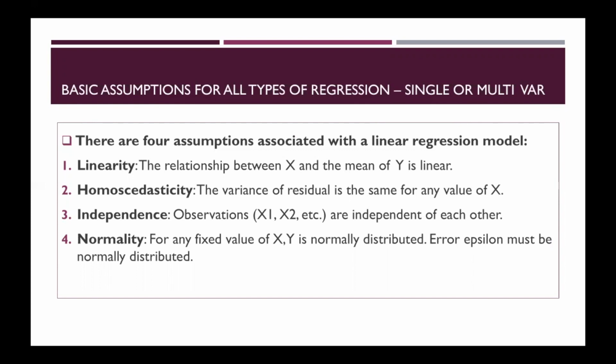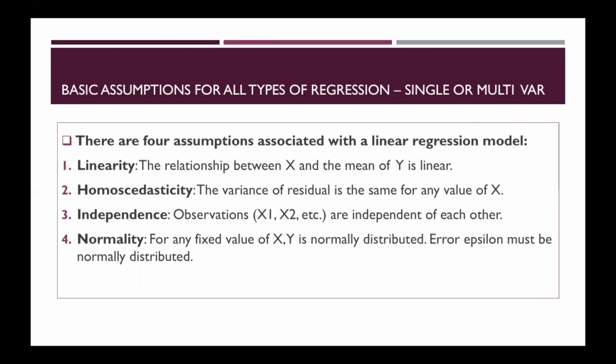And then the second assumption is homoscedasticity. According to the definition, it means that the variance of residual is the same for any value of x. Further, we will probe into this concept in our next slide. Before that, let us see the other assumptions. The other assumption is independency. With independency, we mean that the rows as well as the columns are independent of each other. Now let us understand both of them one by one.